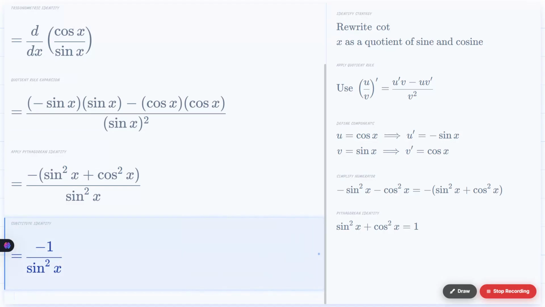We replace the top part with negative 1. We do this to simplify the fraction. The rule says the group we found is equal to 1.